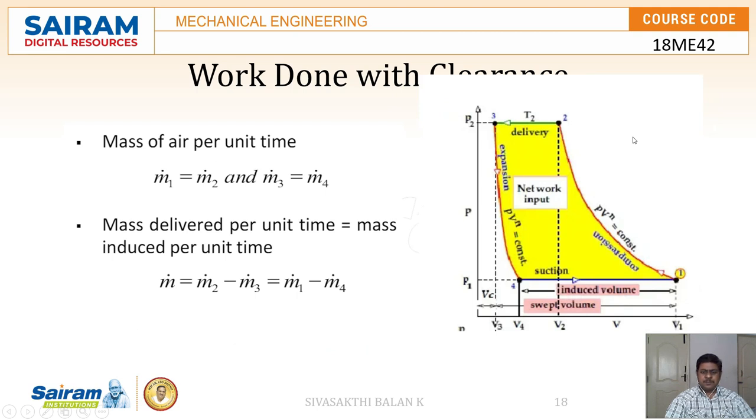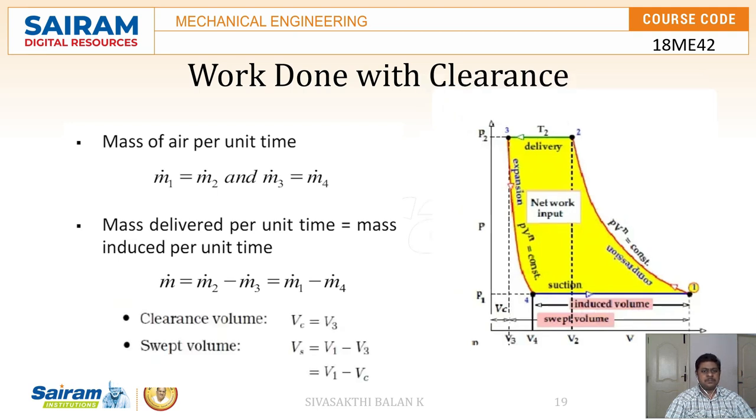The mass of air per unit time is m1 dash equal to m2 dash, and m3 dash equal to m4 dash. The mass delivered per unit time is equal to the mass induced per unit time. It is obvious from the discussion so far that m dot is equal to m2 minus m3, which equals the mass induced per unit time, expressed as m1 minus m4 dash. The clearance volume is V3 or Vc, and the swept volume is V1 minus V3, or V1 minus Vc.